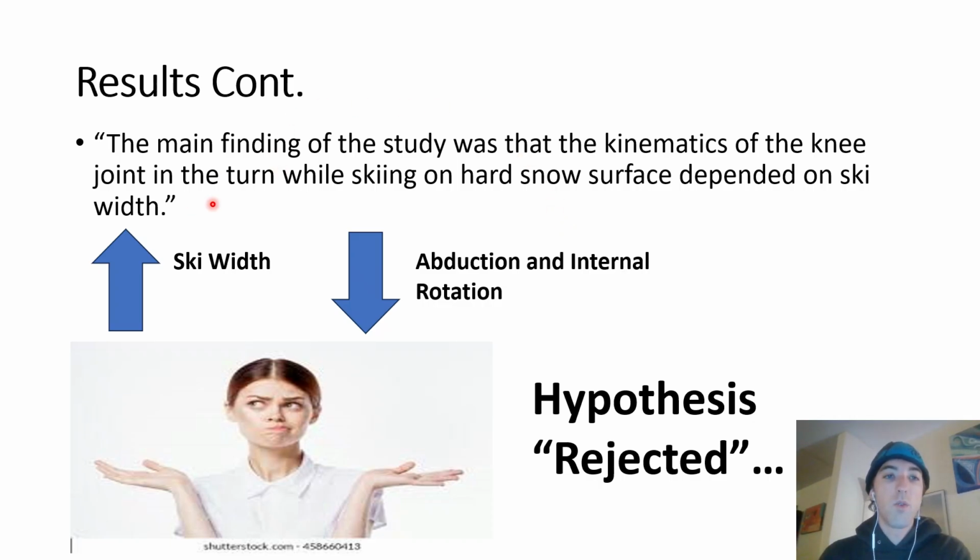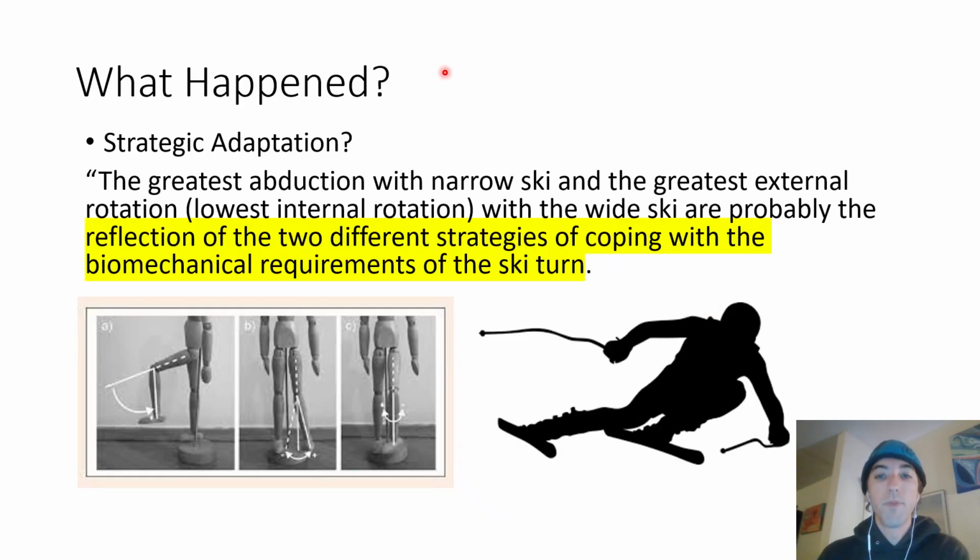So they say, quote, the main finding of the study was that the kinematics of the knee joint in the turn while skiing on a hard snow surface depended on the ski width. So they increased the ski width, they had a decrease in abduction, and this should actually, yeah, that's correct, never mind. Abduction and internal rotation. Their hypothesis was therefore rejected. So what actually happened? Why did this happen? It's potentially a strategic adaptation.